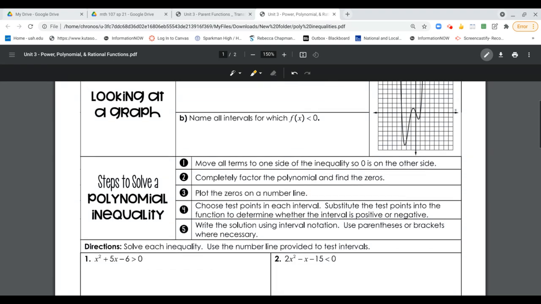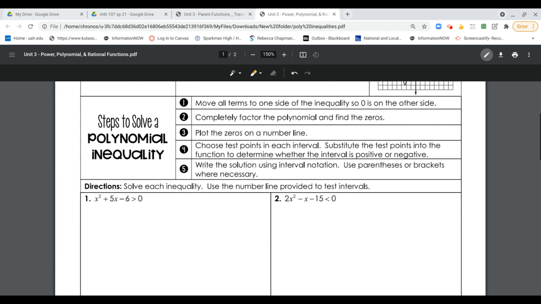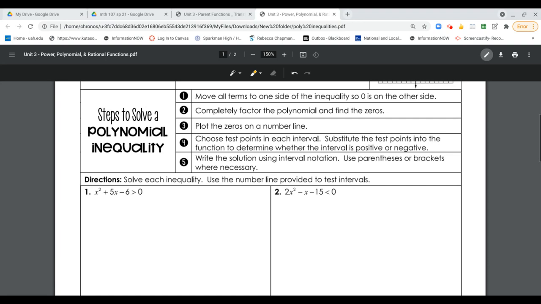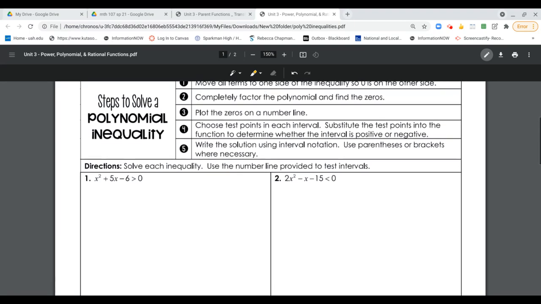So what we are tasked to do in this section is solve polynomial inequalities. So first you want to move all the items to one side of the inequality so that 0 is on the other. You're going to completely factor the polynomial and find the zeros. Plot the zeros on a number line. Then we will choose test points for the interval. And then we will write our solution in interval notation and use parentheses or brackets where necessary.